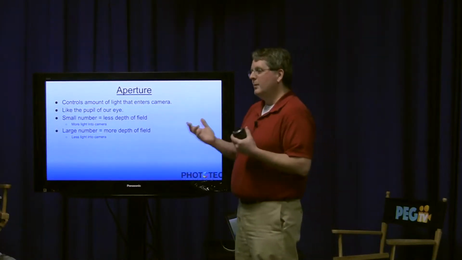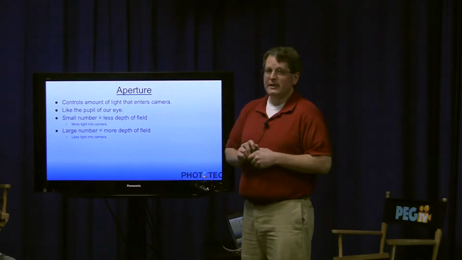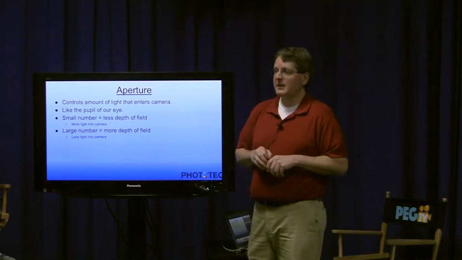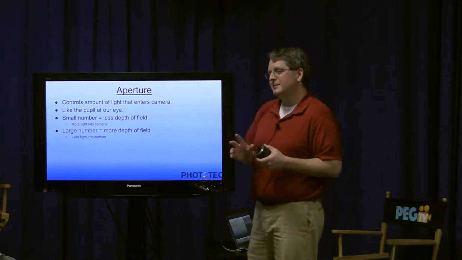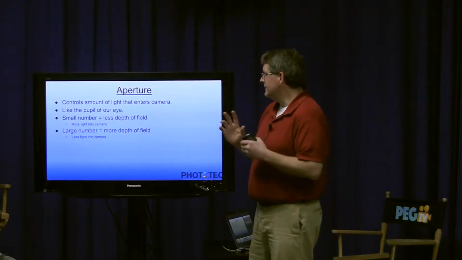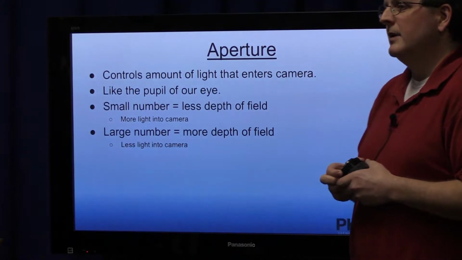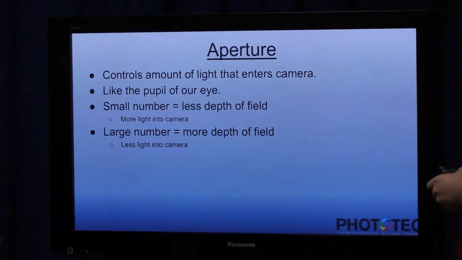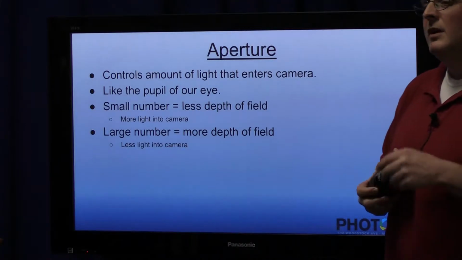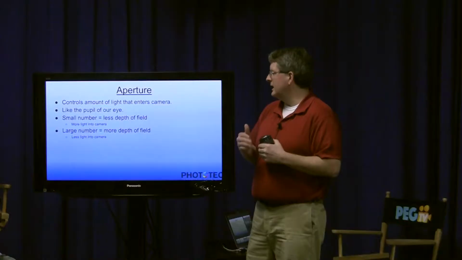The hard part is the numbers associated with aperture, and that confuses a lot of people, and I find this to be a problem sometimes. So I try to keep it simple, even though technically it's not the correct description. But the thing to remember is the smaller the number, the less depth of field.